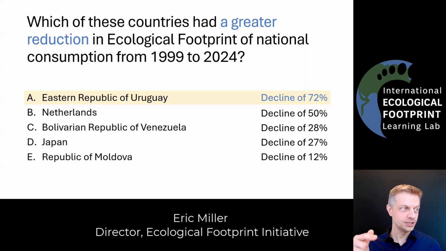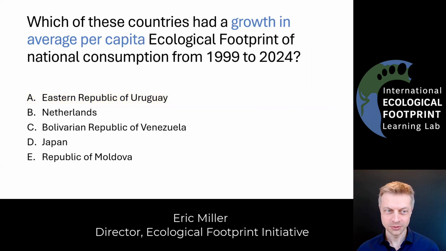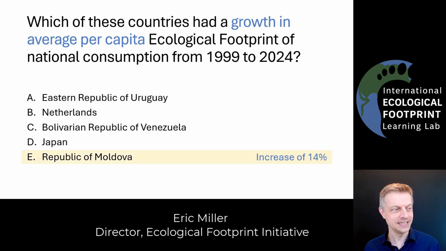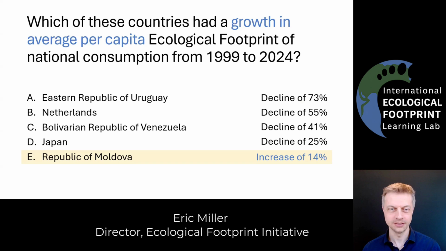Now that's the reduction in total ecological footprint of national consumption over that 25-year period. With a twist on this, which of these countries had a growth in average per capita ecological footprint of national consumption over that 25-year period from 1999 to 2024? Moldova. So indeed, for the Republic of Moldova, there was an increase of 14% on a per capita basis of average ecological footprint of national consumption. The others all had declines on a per capita basis.